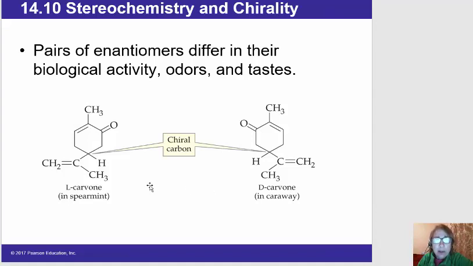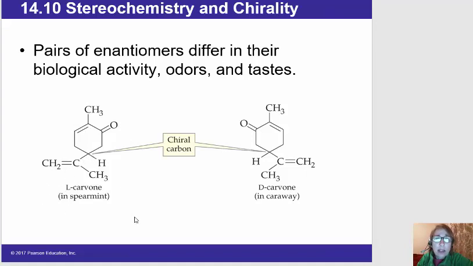And this is a very sort of famous example, if you will, for enantiomers. On the left we have L-carvone. Here's the ketone. That's why it ends in an -one. Also has two alkene functionalities. There's only one chiral carbon in this molecule.